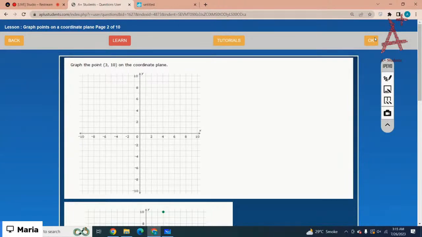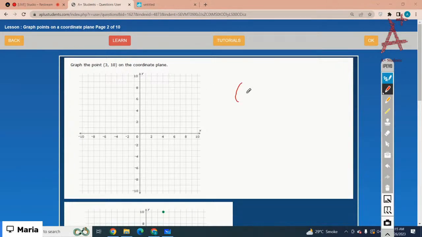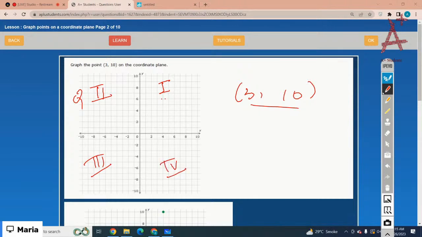Graph the point 3, 10 on the coordinate plane. So 3 and 10, x is 3, y is 10. One important thing you need to learn: both the numbers are positive, x is positive and y is positive. If both the points are positive, you are here in this quadrant. This is quadrant number 1. You have to go anti-clockwise, opposite to the clock direction: quadrant 1, quadrant 2, quadrant 3 and quadrant 4. Maybe in the next lesson you're going to learn the quadrants. So that is quadrant 1. In quadrant 1, both x and y values are positive.